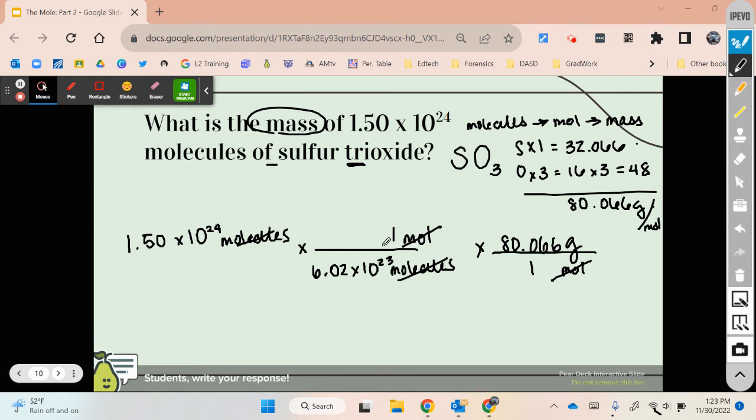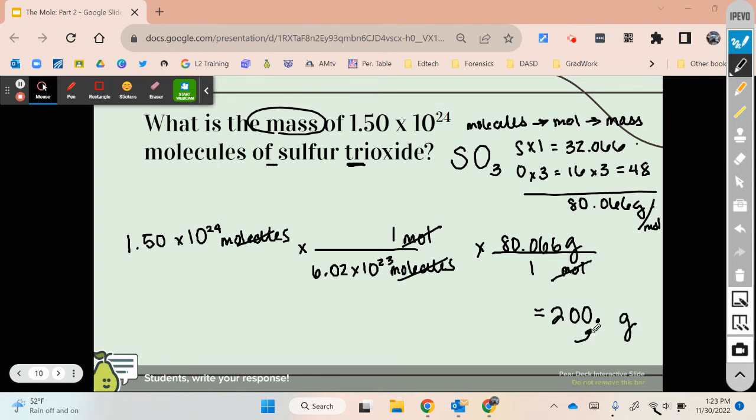Keep in mind when we're starting to do these multi-step problems, when you are setting these up, always put the number 1 with mole. That way you keep track of where your numbers should go. This answer is equal to 200 grams.